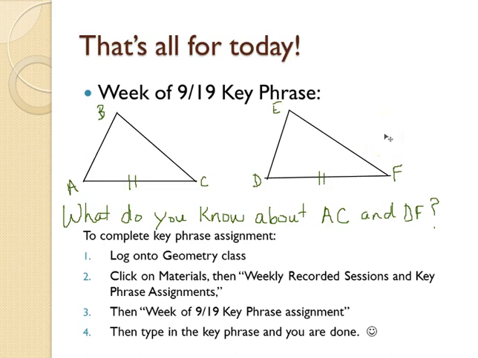So part of what we talked about in this recording was some notation that you're going to see that gives us some important information about side lengths and angles. So I put up 2 different triangles. We've got triangle ABC and DEF. And what do you know about angle AC and DF? So looking at those 2 triangles and some notations you see, what do you know about side AC and side DF?